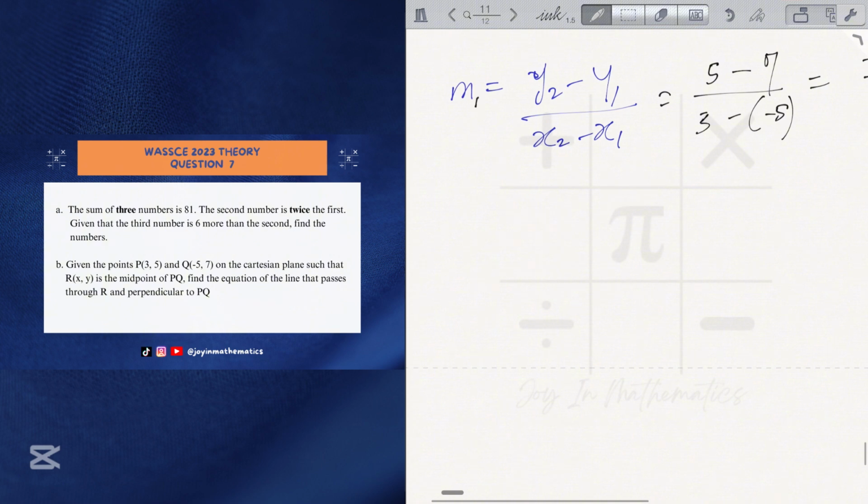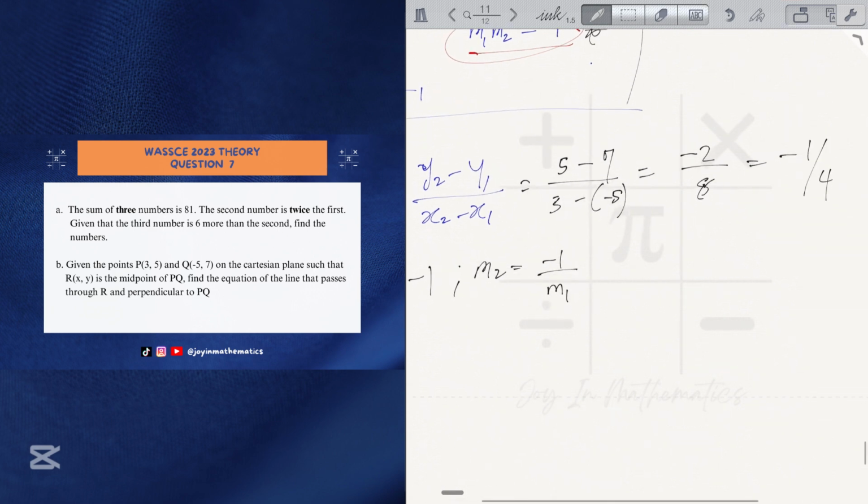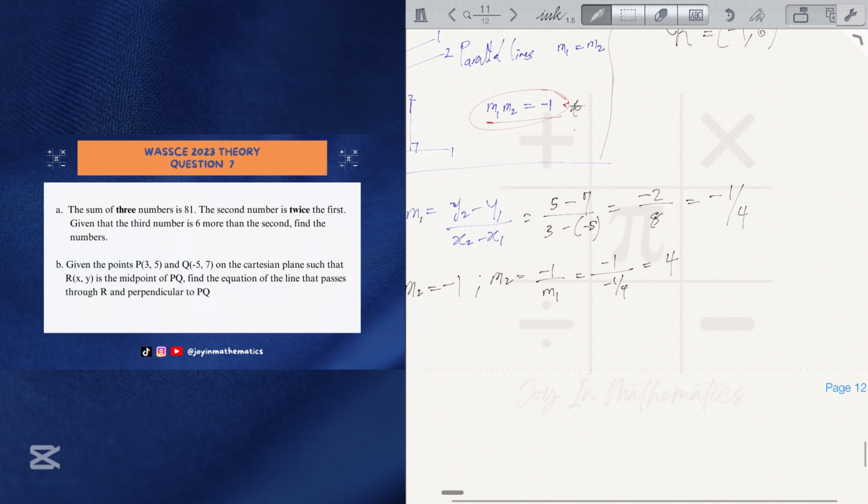Now to evaluate m2, we are going to use the perpendicular lines relation. So m1 m2 is equal to minus 1. Therefore m2 will be equal to minus 1 divided by m1. So we have evaluated m1 to be minus 1 over 4. So this will be minus 1 divided by minus 1 over 4, and this would give us 4. So now we have the gradient m2 is equal to 4.